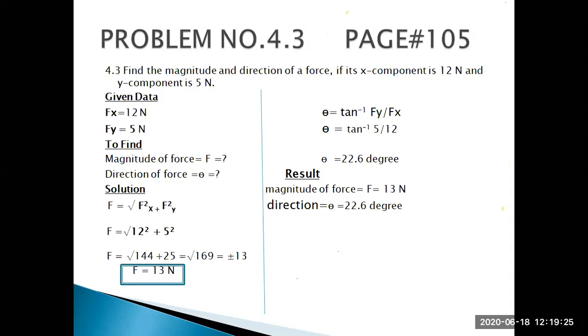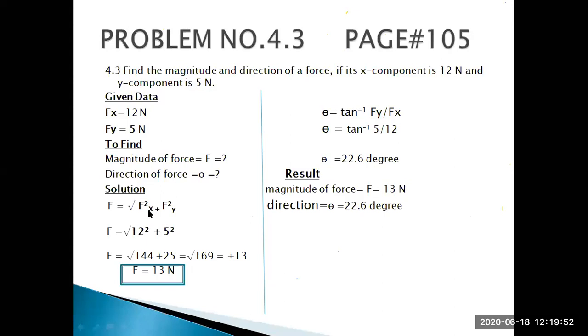This formula is available on page number 89, equation 4.5. If you open the ninth class textbook to page 89, you will find this equation 4.5: F equals square root of Fx square plus Fy square. I'm using this formula, so I'm just putting the values.